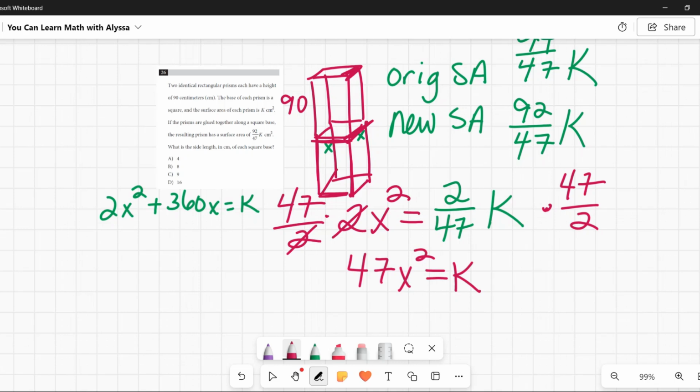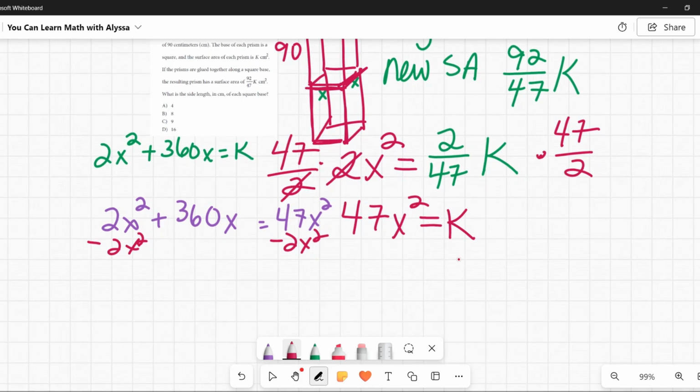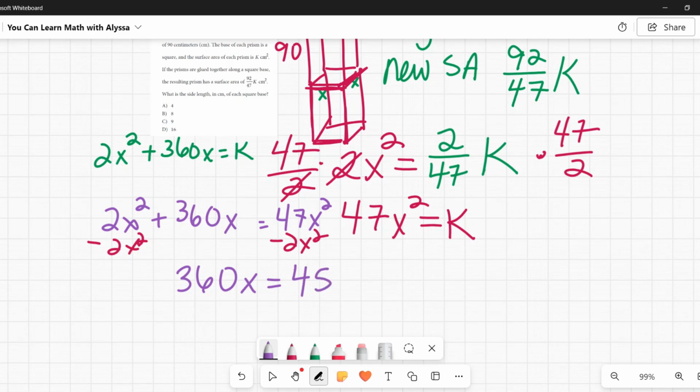Okay, so I know that 2x squared plus 360x is K, and also that 47x squared is K. So I can set them equal to each other. Now I have 2x squared plus 360x equals 47x squared. I'm going to subtract 2x squared from both sides. I was trying to keep this all on one page, but I'm running out of room as usual. And so I have 360x on the left, and 47x squared minus 2x squared is 45x squared on the right.